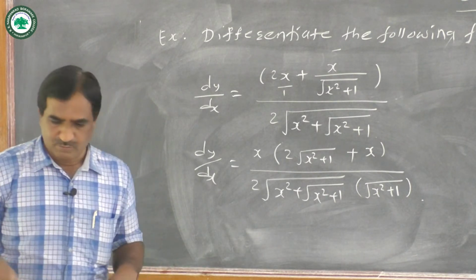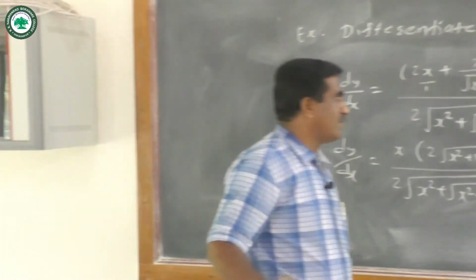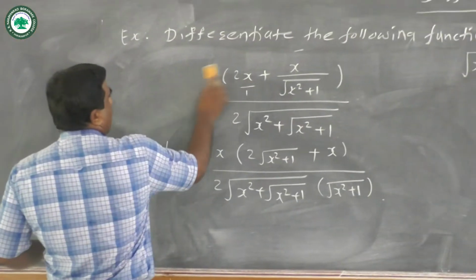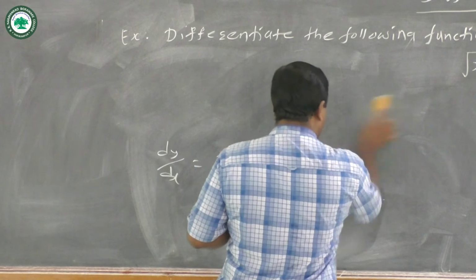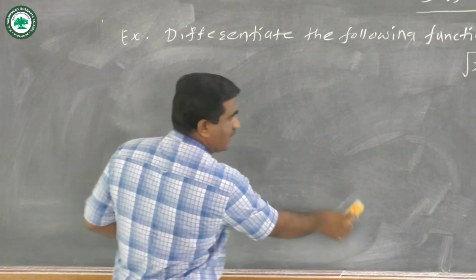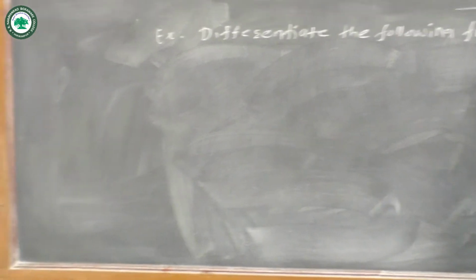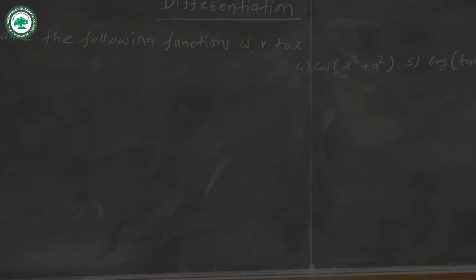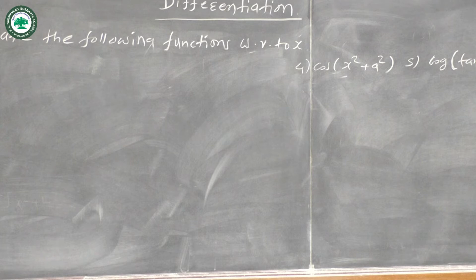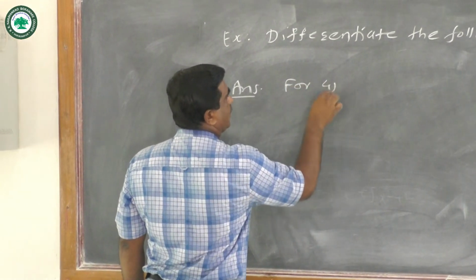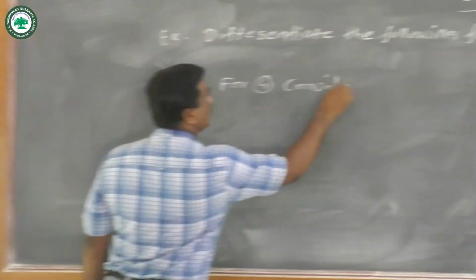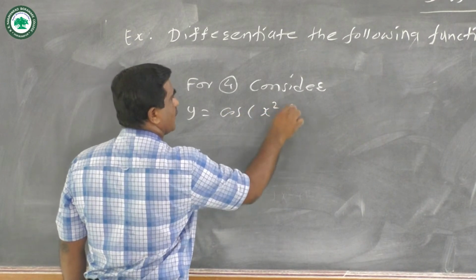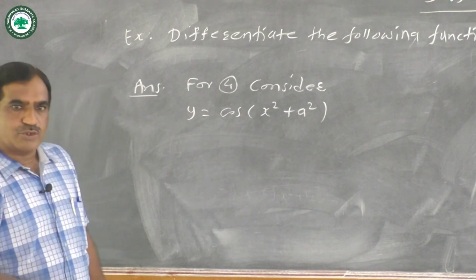Now we see the fourth example, the derivative of cos of x square plus a square. Now this is a trigonometric function, and cos is a trigonometric function. If we take simply cos x, then this is a simple function, but here cos of x square plus a square is a composite trigonometric function. For the fourth example, consider y is equal to cos of x square plus a square. Now this is a trigonometric composite function.